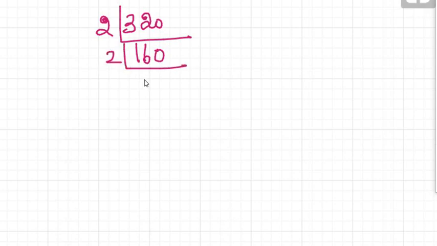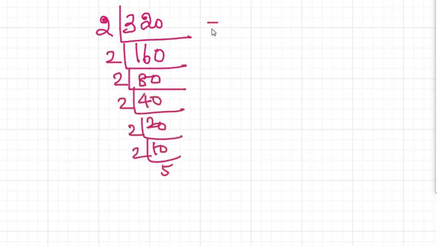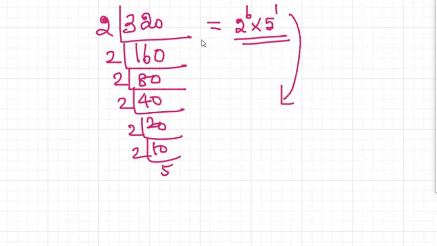So 320 can be written as 1, 2, 3, 4, 5, 6, so this can be written as 2 power 6 into 5 power 1, in a unique manner. No other number has the factors like this. So once you write like this, next line you can immediately write the number of factors for 320 is 7 into 2, which is equal to 14. There are exactly 14 divisors for the number 320.